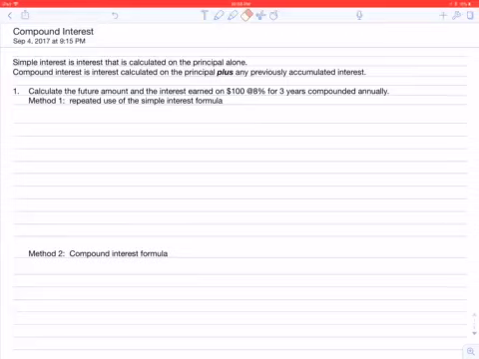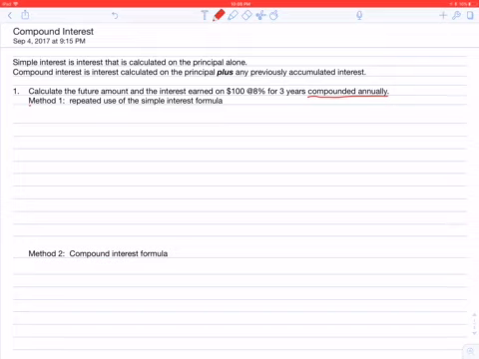Compound interest, on the other hand, is interest that's calculated on the principal plus any previously accumulated interest. So for the first example, let's calculate the future amount, what will be in the account in the future, and the interest that's earned on $100 at 8% for 3 years, if the money is compounded annually. So if it's compounded annually, that means every year, once a year, they're going to calculate the interest and add it on. So I'm going to tackle this in two different ways.